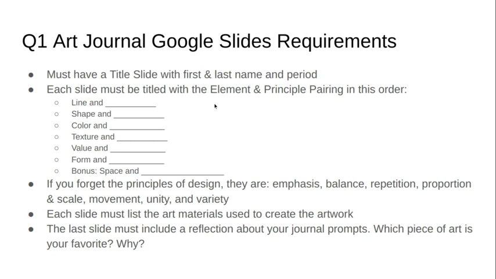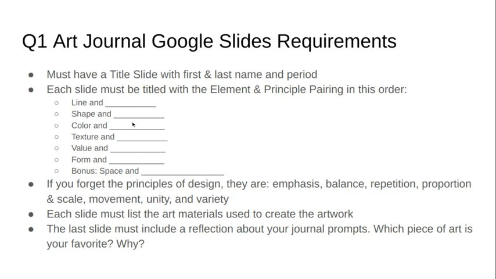For your Google Slides, I have a few requirements for you. You must have a title slide with your first and last name and the period that you're in. Each slide must be titled with the element and principle pairing in this order, please. I'd like to see your line, then shape, then color, then texture, then value, then form, and if you decided to do the bonus, space and whatever principle.